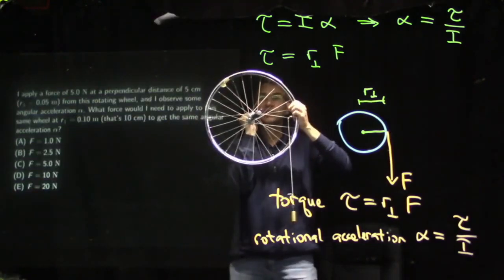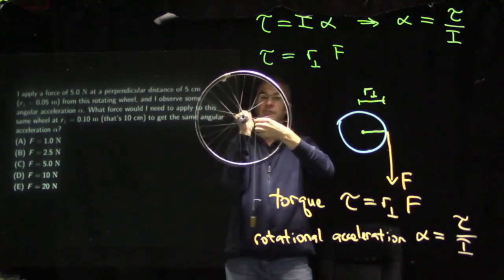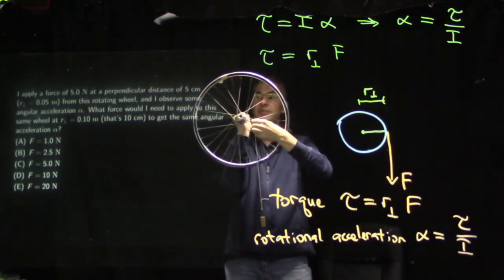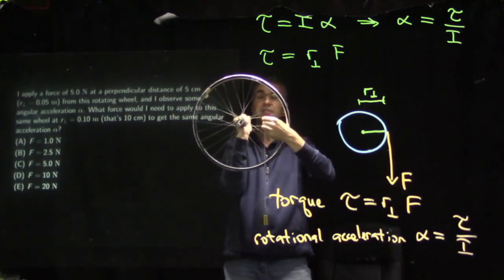This next question says, I apply a force of 5 newtons at a perpendicular distance of 5 centimeters from this rotating wheel, and I observe some angular acceleration alpha. What force would I need to apply to this same wheel at a perpendicular distance of 10 centimeters instead of 5 centimeters to get the same angular acceleration alpha?